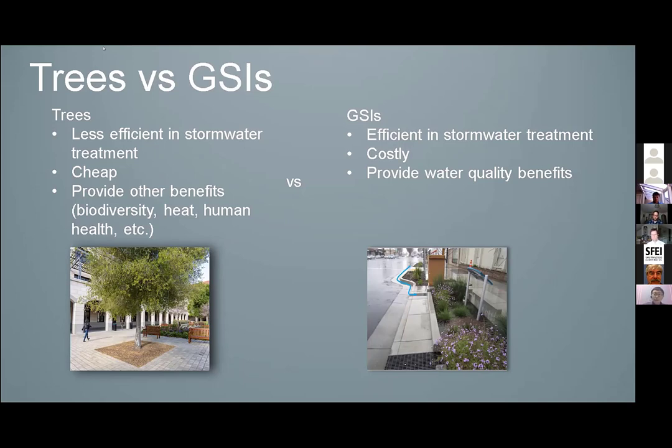In order to do that, there will be a three-step process. First of all, we need to represent trees in the model. Then we need to upscale the analysis to a larger extent. And then we want to find out if there's an optimal solution using an optimization tool.